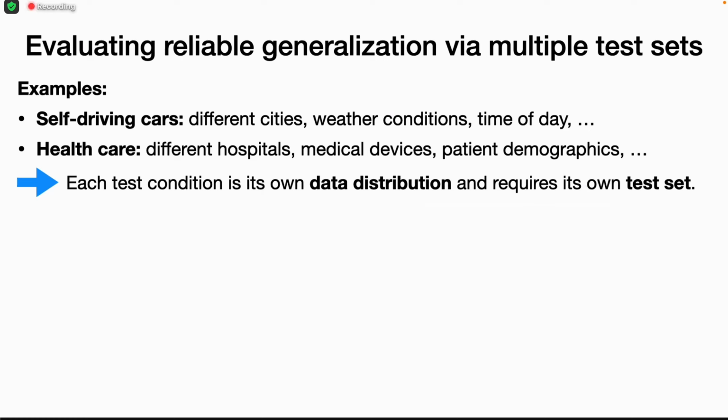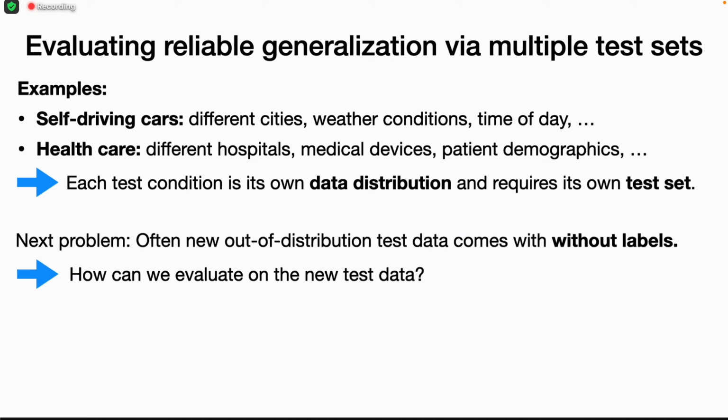And each of these different test conditions requires its own test set. Good, so basically one lesson so far is we'll probably need a lot of different test sets if we want to evaluate our model in a reliable way. But then the next problem that shows up is, okay, if we have all of this data we want to evaluate on, how do we do this?